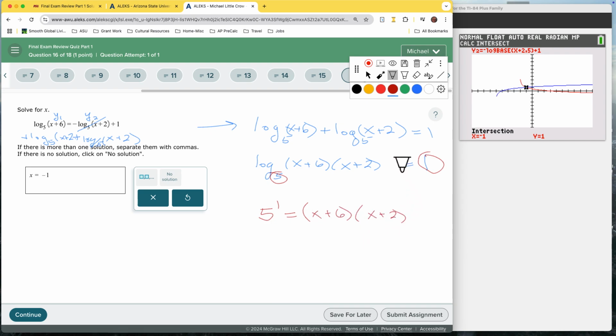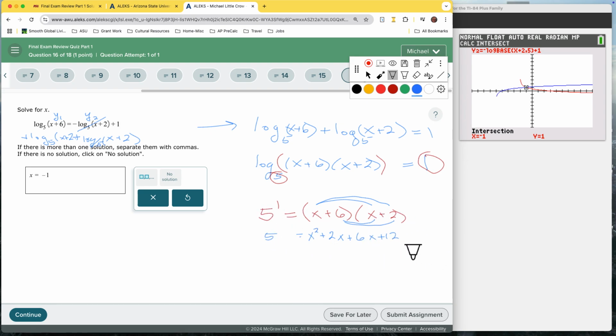Yes, we really should have a big parentheses, that this is all inside the single logarithm. And so now when we go to work things out, we FOIL, right? X times X, and then 6X in there. So we're going to get X squared plus 2X, 6X plus 12 equals 5.